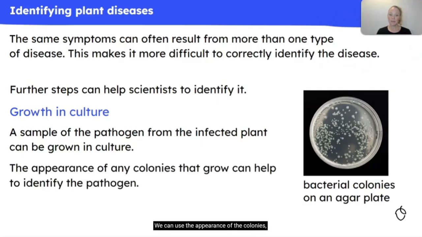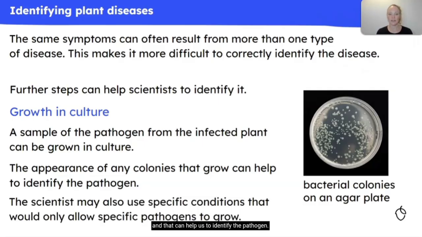We can use the appearance of the colonies. So every time one bacterium lands on the plate, it will grow into that little circle, and that is what we call a colony. And we can see what that colony looks like, and that can help us to identify the pathogen. The scientists may also use specific growing conditions that only a specific pathogen will grow in, and then we would know that it was that particular type.